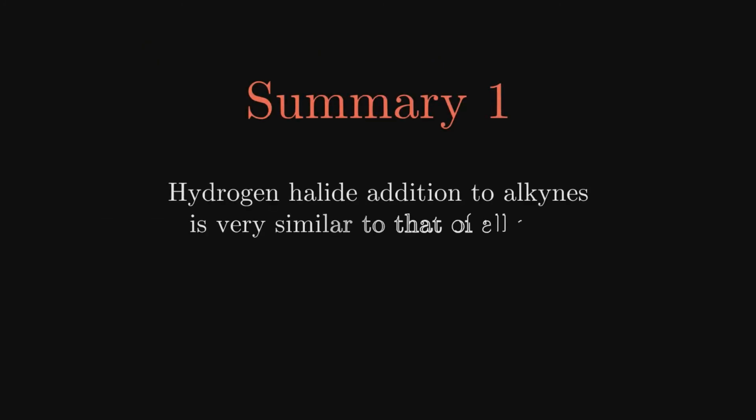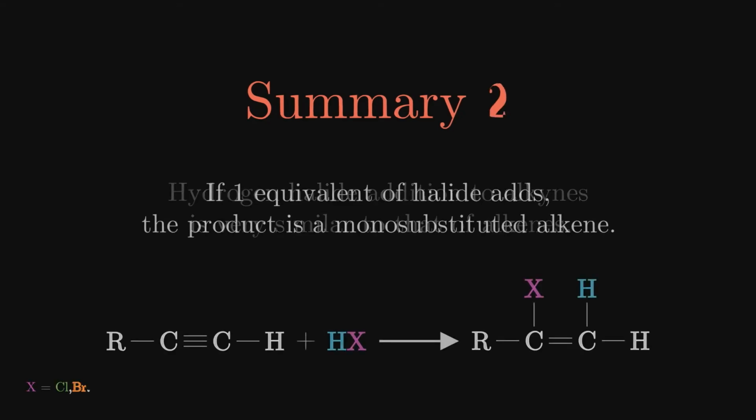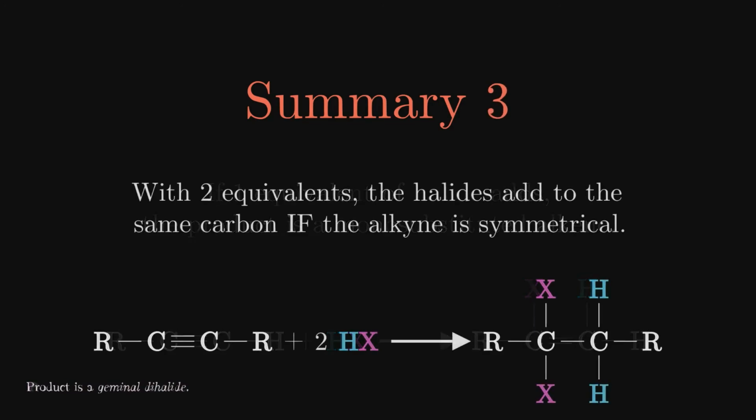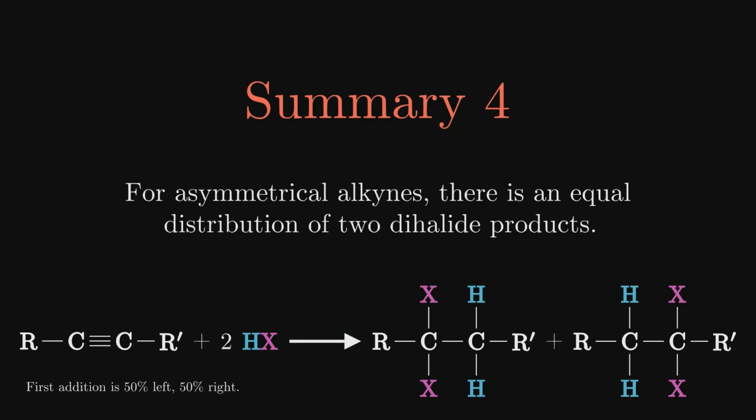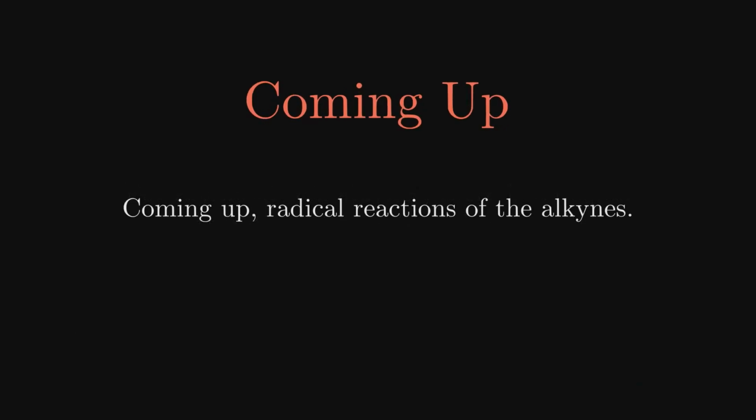In summary, the addition of hydrogen halides to alkynes is extremely similar to that of alkenes. If only one equivalent adds, it more or less is the same, with the obvious difference being the product is a substituted alkene. If there are two equivalents, and if the alkyne is symmetrical, both halides will bond to the same carbon, with the end result being a disubstituted alkane. However, if it is asymmetrical, an excess of halide will result in an equal distribution of two dihalide products. Coming up, it's time to get radical with the alkynes.